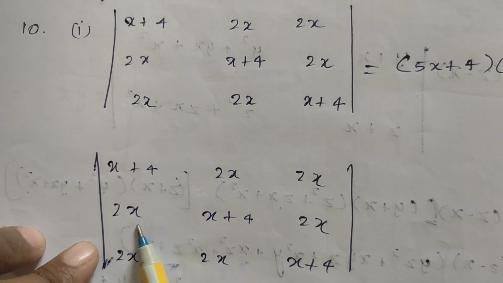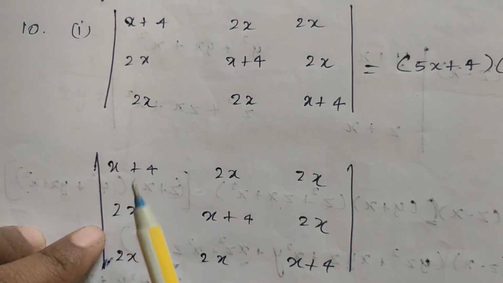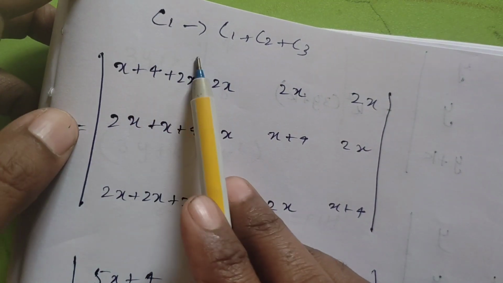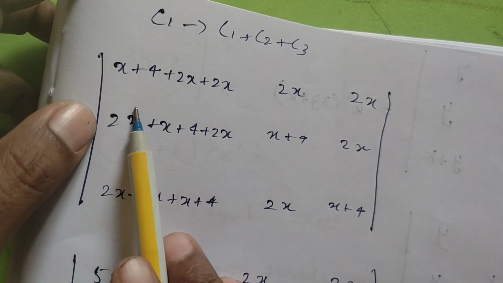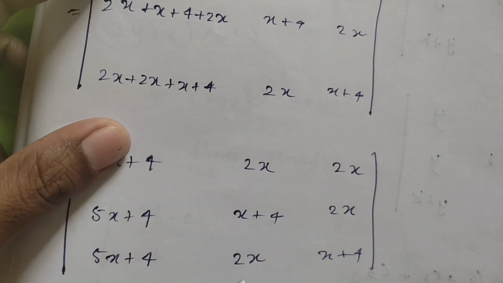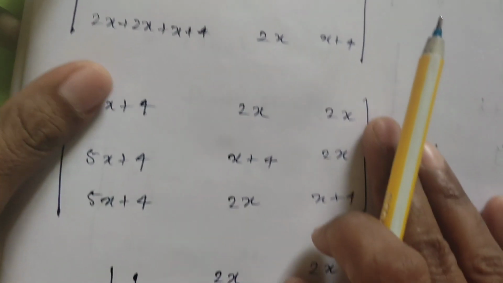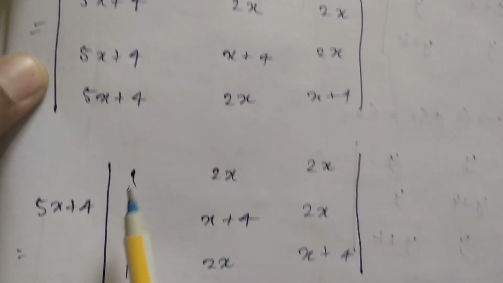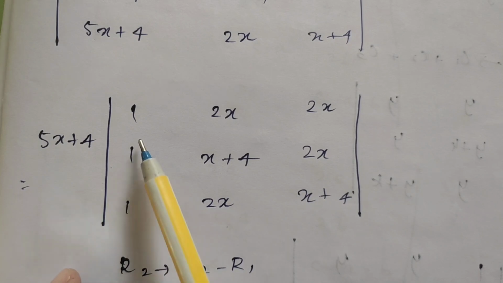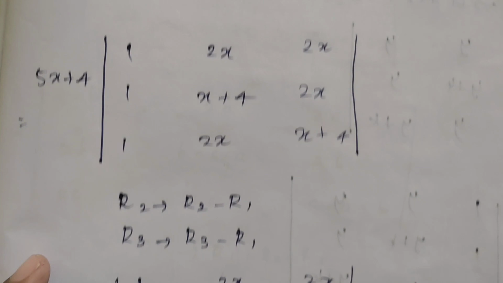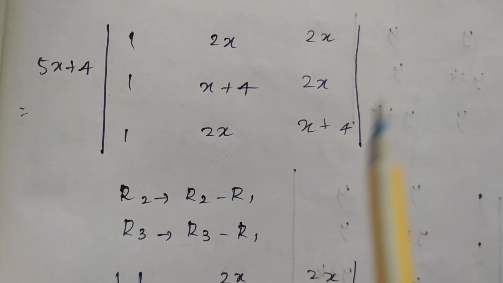Either you can do it column wise or row wise. Even if I do it column wise, 2x plus 2x plus x plus 4 is 5x plus 4. Here I have done it column wise: C1 tends to C1 plus C2 plus C3. So I have got 5x plus 4, 5x plus 4, 5x plus 4. The next two columns remain as they are. Since 5x plus 4 is a common multiple, I'll take it out: 1, 1, 1. Now let us make two of the elements 0, so that our determinant value will be reduced to 2 by 2 form.